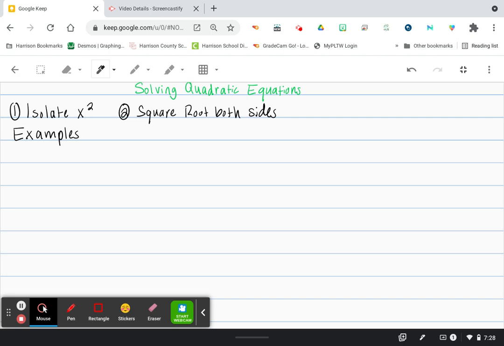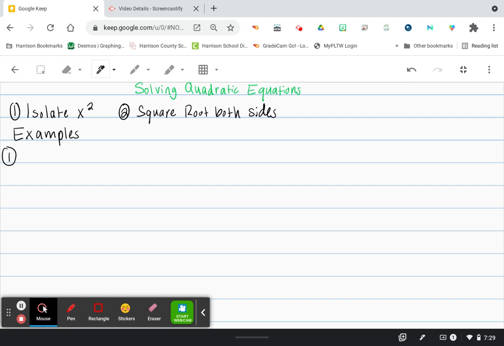Now, there is a couple things to remember. What's different about quadratic equations, and these are quadratic equations because of this x squared, is when you square root, you're going to get two solutions. And that's because when you square a negative number, it becomes positive, and we talked about that. So hopefully you're okay with that. So let's just jump straight into an example here.